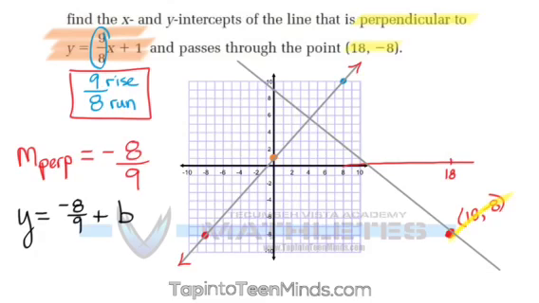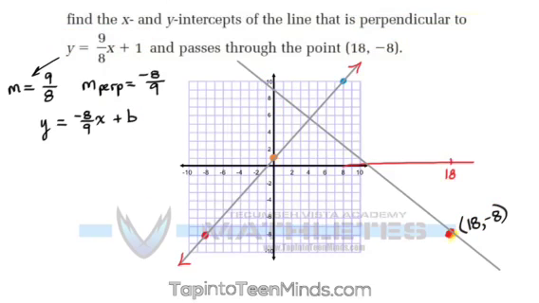Knowing this about our slope, we can then sub the slope into y equals mx plus b for m, and then we can work to find b, which is the y-intercept, noting that we can see from our sketch that it's going to be somewhere around 9 on the y-axis.